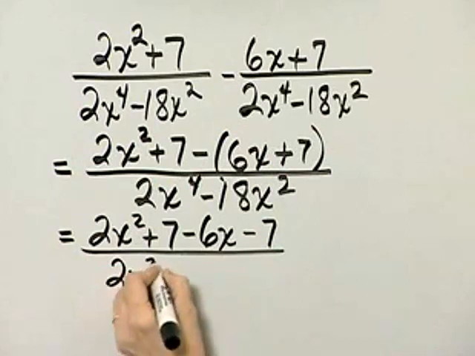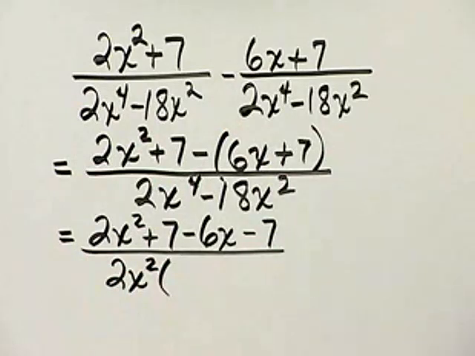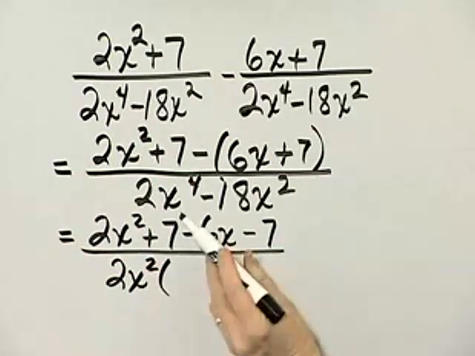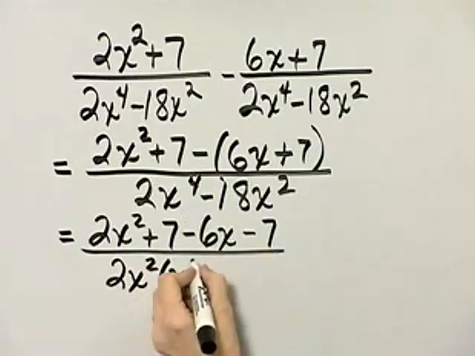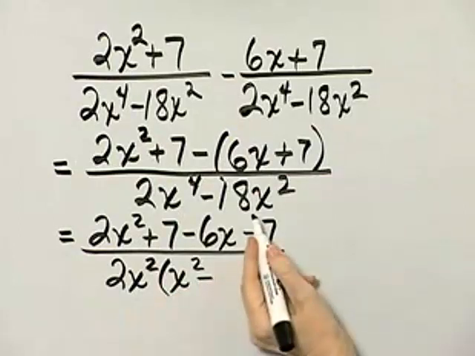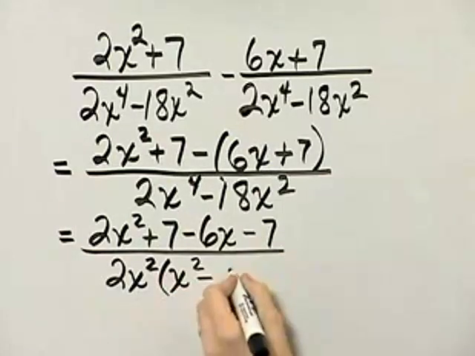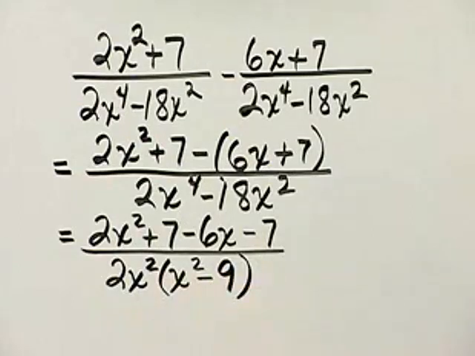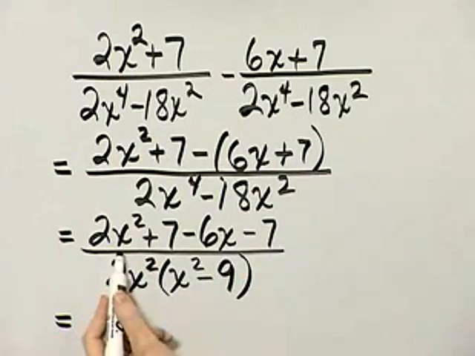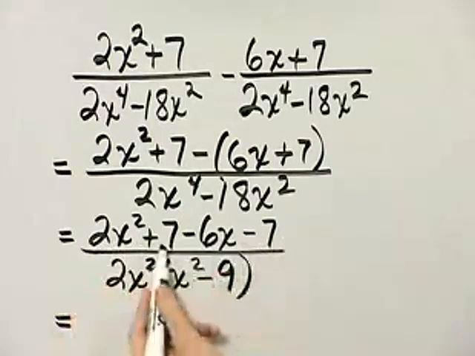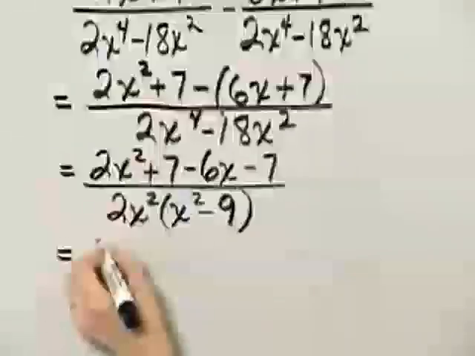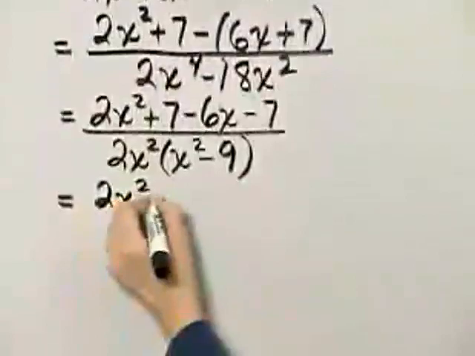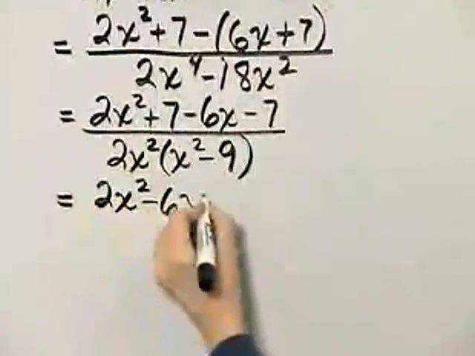So 2x squared. What do I have left in the denominator in each term? If I factor it from that first term, I have left x squared minus, second term, 18 divided by 2 is 9. And there we go. And let's continue. In the numerator, notice we have 7 minus 7, so that is gone, and we have 2x squared minus 6x.